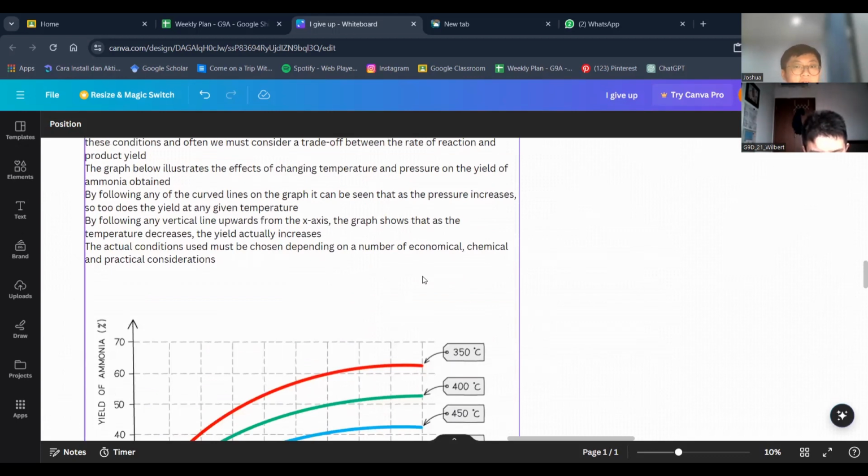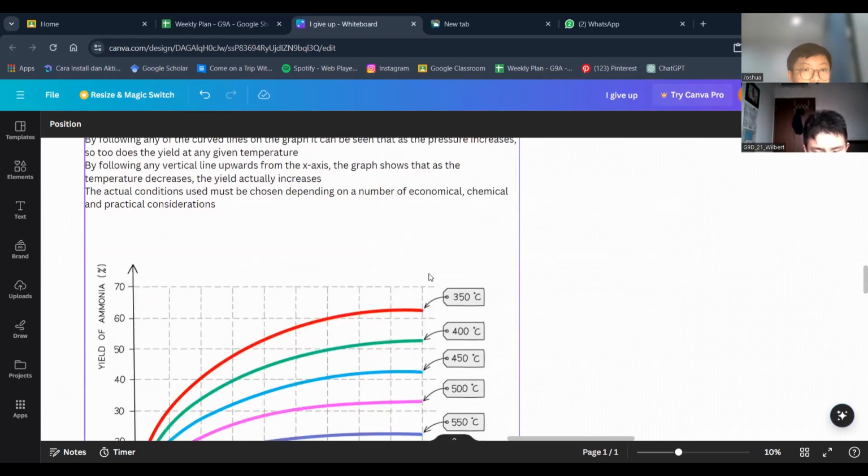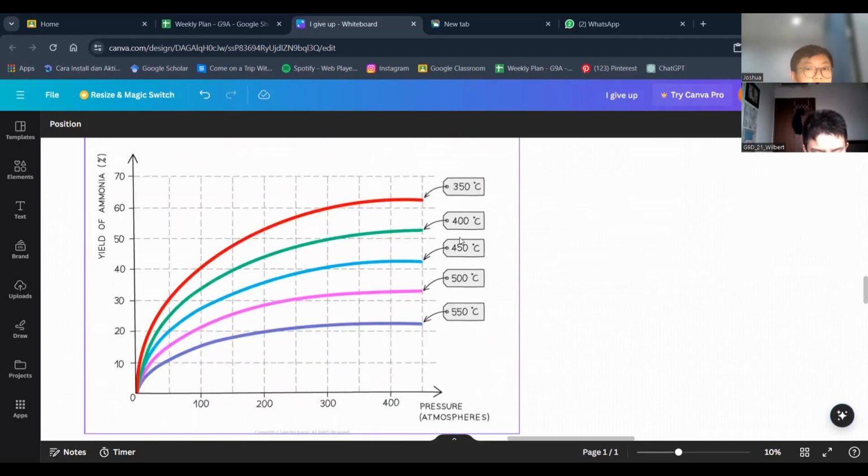By following the curved lines, it can be seen that as the pressure increases, so too does the yield at any given temperature. As you can see here, as temperature is increased, the yield of ammonia is actually decreased. But when you have a lower temperature, the yield of ammonia is increased.